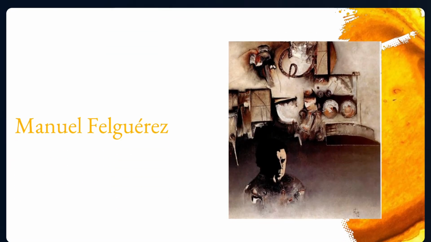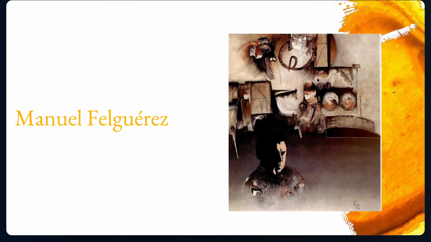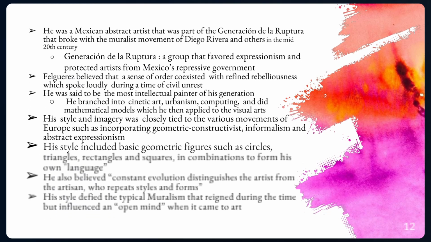This I will be talking about is Manuel Felguérez. He was a Mexican abstract artist that was part of the Generación de la Ruptura, which was a group that favored expressionism and protected artists from Mexico's repressive government. He believed that a sense of order coexisted with the refined rebelliousness which spoke loudly during a time of civil unrest. He was said to be the most intellectual painter of his generation.